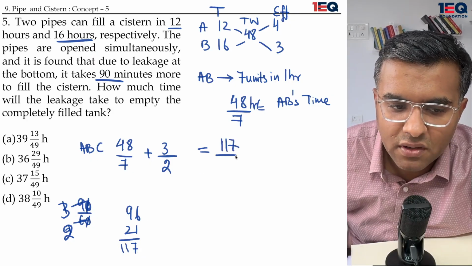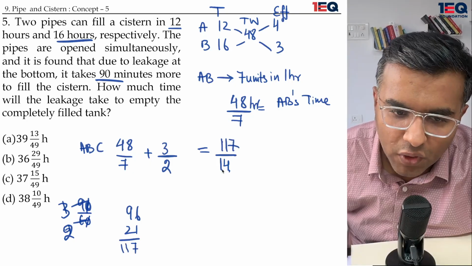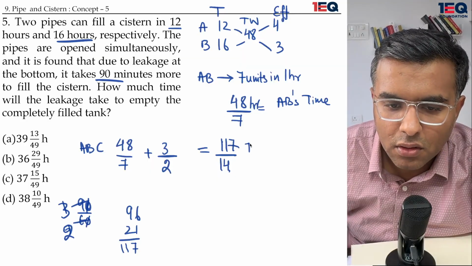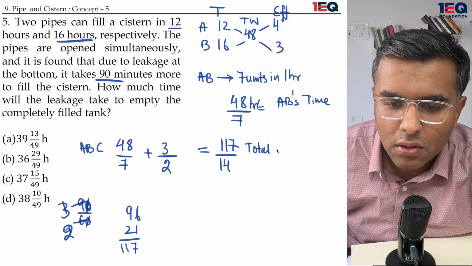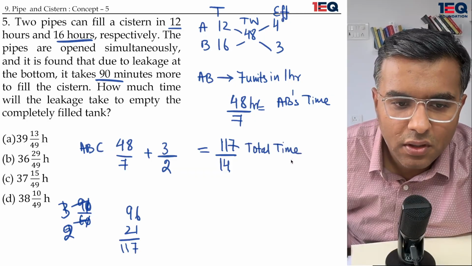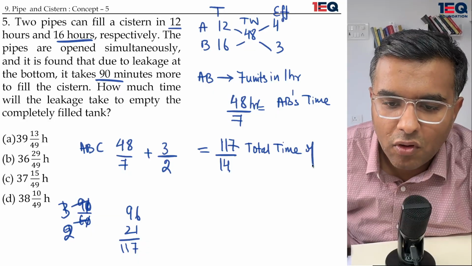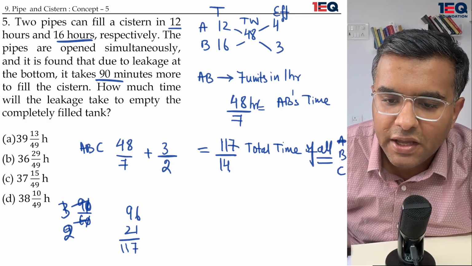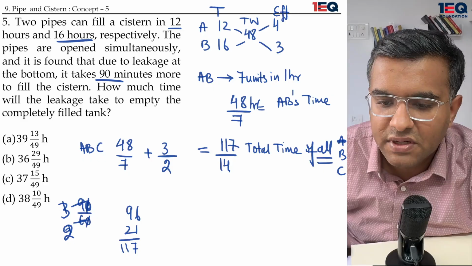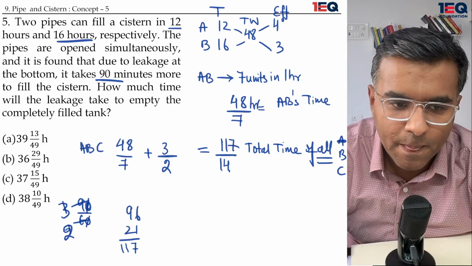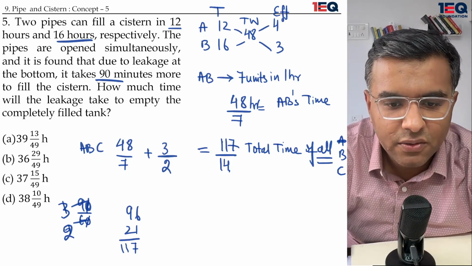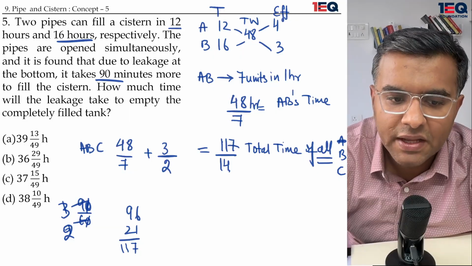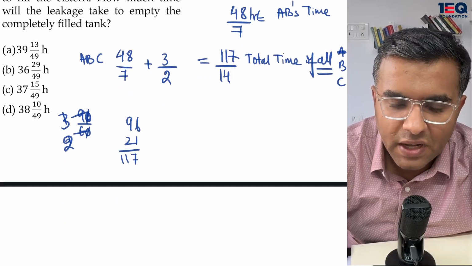So 117 upon 14 is the total time of all A, B, and C. A being positive work, B being positive work, and C being negative work. How much time will the leakage take to completely empty the tank? Now, I'll need a little more space.